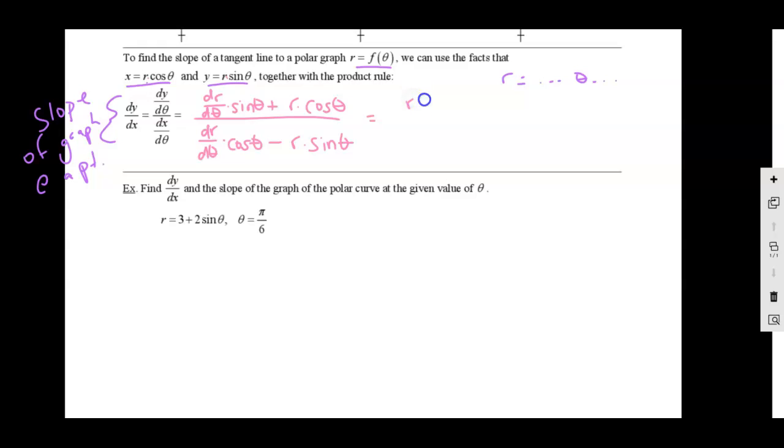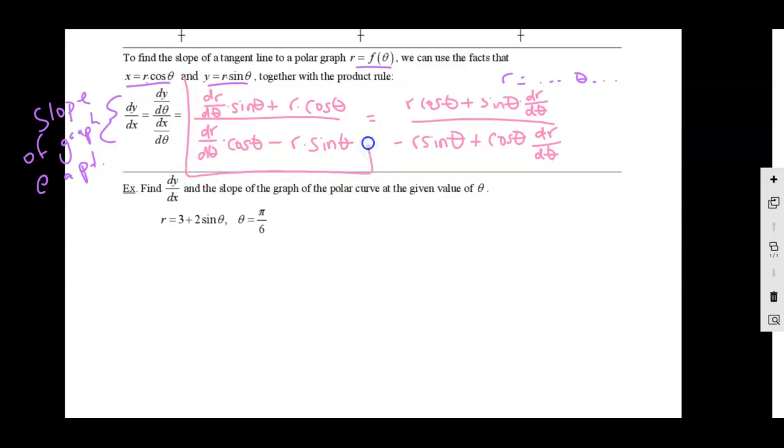You could rewrite it as r cosine theta plus sine theta times dr d theta. And then you could rewrite it on the bottom. I don't know why you would really write the negative one first, but I guess you could. Negative r sine theta plus, and then we have the cosine theta dr d theta. Sometimes you'll see people rewrite it. Honestly, it doesn't really do anything for us, but either one of those is perfectly fine. Those formulas are both equally correct.